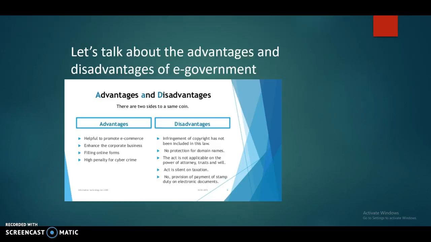there's no protection for domain names. The act is silent on taxation. No provision for payment of stamp duty on electronic documents. So in other words, there's a lack of equality in public access to the internet.